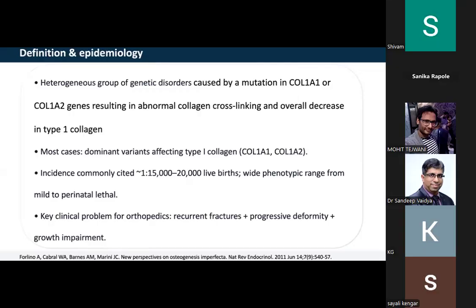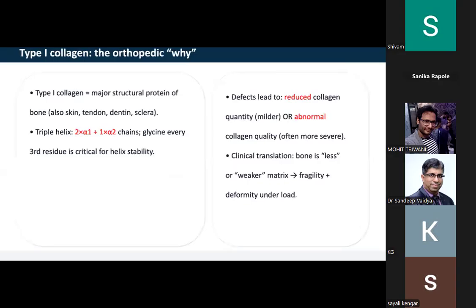So the incidence is around 1 per 15,000 to 20,000 live births, but the prevalence varies as per the detection and the genotyping access. So for us, the dominant issues are recurrent fractures, deformity under load, growth impairment, and secondary disability. To understand the management, we first need to understand type 1 collagen and how these defects behave. Type 1 collagen is the main structural protein of the bone, also of the sclera, dentin, and tendon sheaths. So the phenotype is multisystemic.